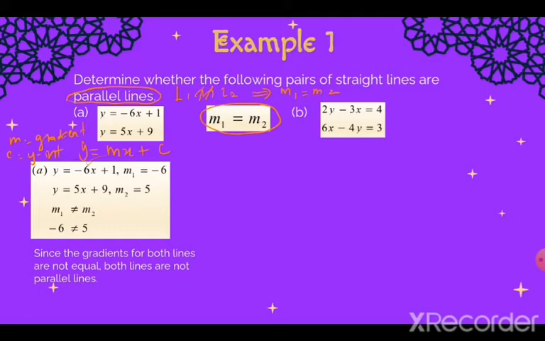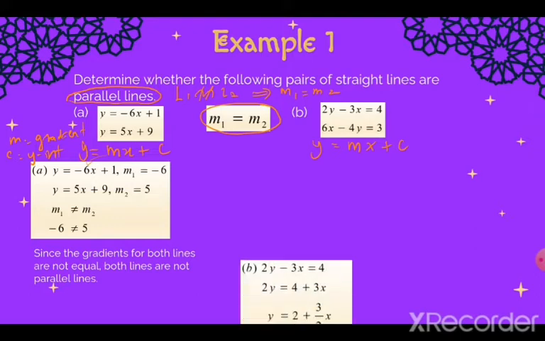Okay, let's look at B. As you can see, in B the coefficient of y is not equal to 1. So how can we find the gradient? Of course, again, we need to change it into gradient form. So you need to change it into y equals mx plus c, in which the coefficient of y must be equal to 1. Okay, so let's look.